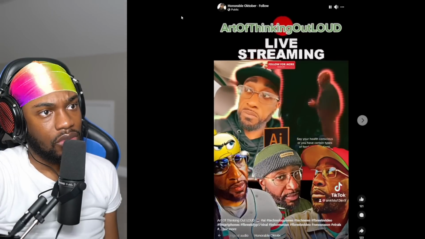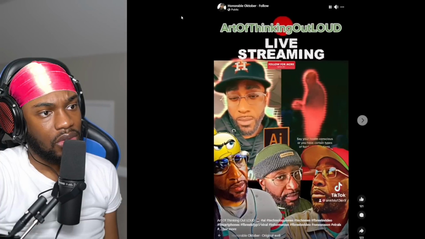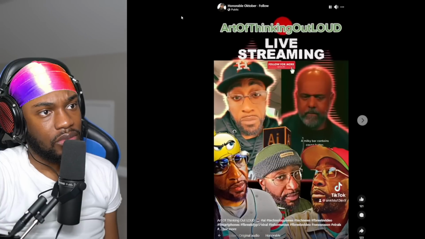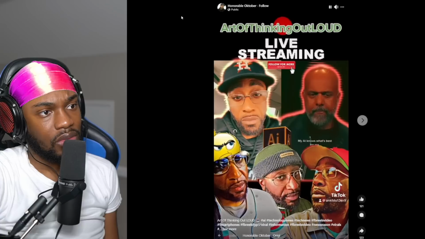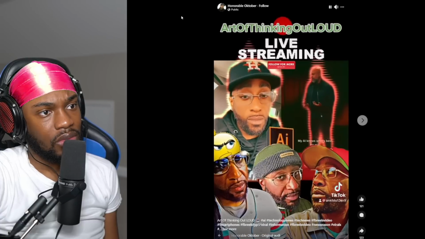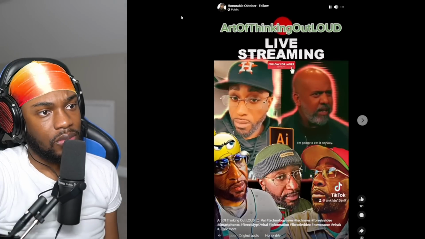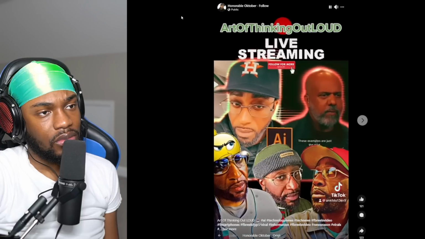Say you're health conscious, or you have certain types of food considerations. Picked up one of these chocolates. Can I eat this? A milky bar contains cocoa butter. Given your intolerance, you may want to avoid it. My AI knows what's best for me, but I'm in total control. I'm gonna eat it anyway. Enjoy it. These examples are just the start.